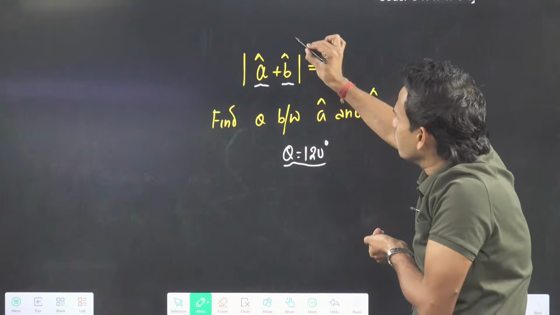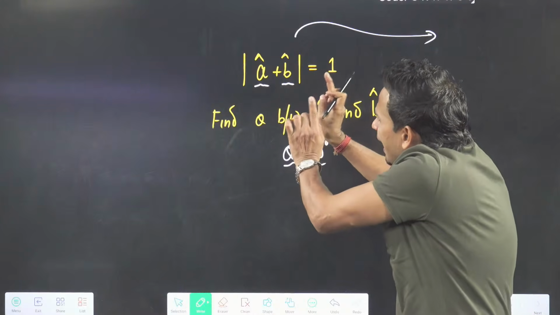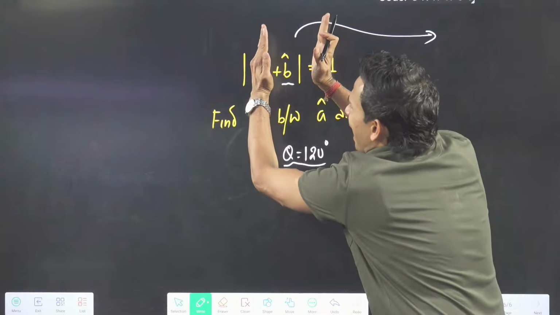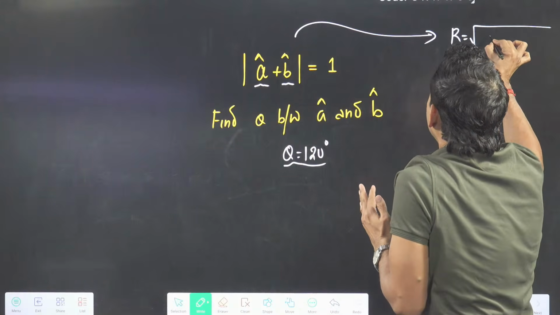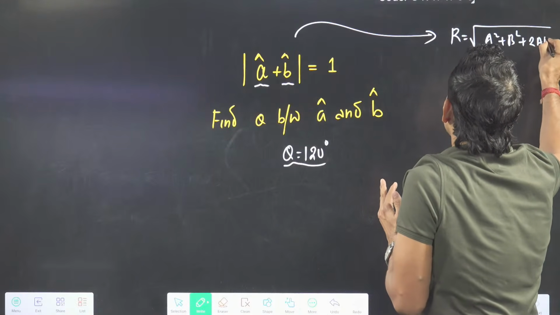120. If you don't want to solve, then you can say, sir, A cap plus B cap means R bar. This is magnitude of R bar. And what is magnitude of R bar? Under root of A square plus B square plus 2AB cos theta.